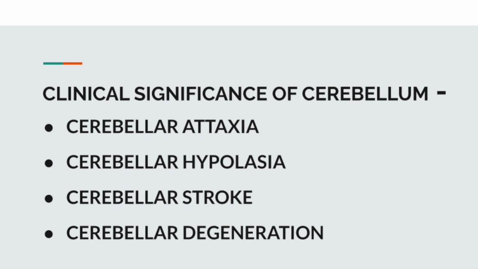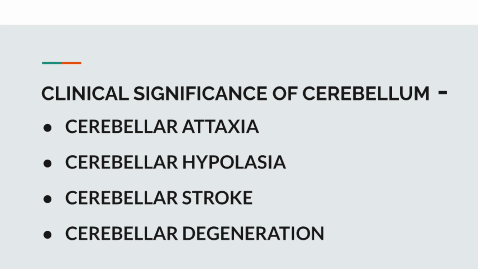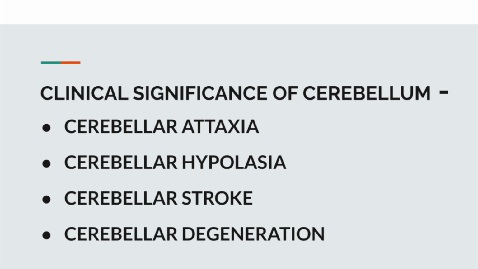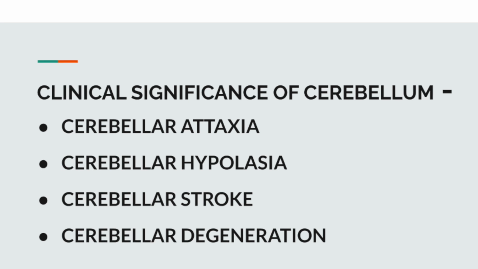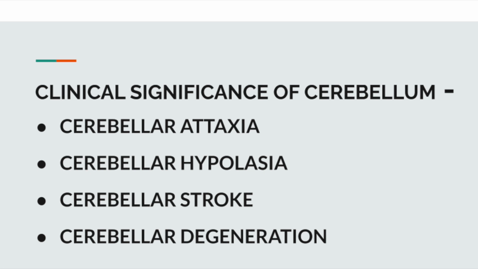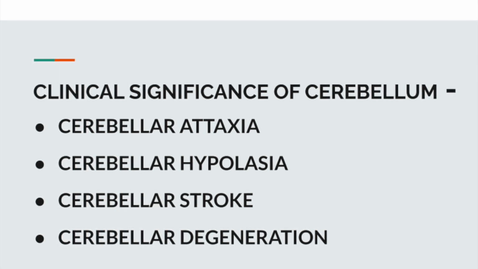Disorders affecting the cerebellum can lead to a range of motor deficits, cognitive impairments, and neurological symptoms. Some common cerebellar disorders and their clinical manifestation include: first is cerebellar ataxia, characterized by impaired coordination, gait disturbances, and postural instability. Cerebellar ataxia results from damage to the cerebellum or its connection, and it can arise from various causes including stroke, trauma, tumors, and neurodegenerative diseases.